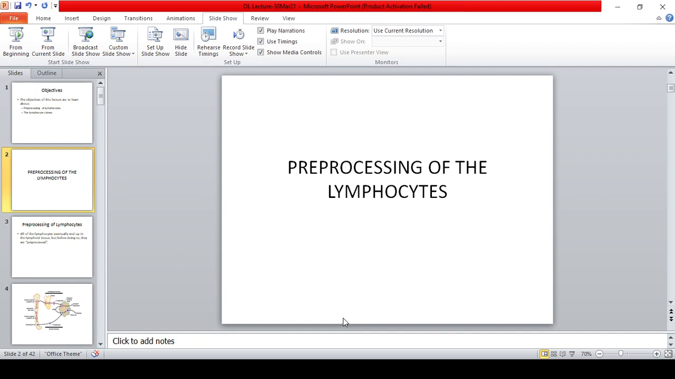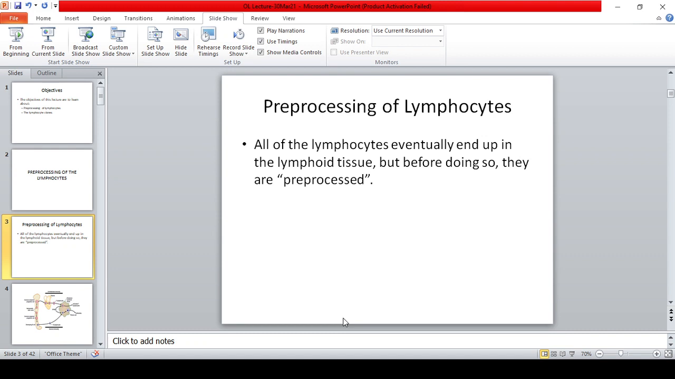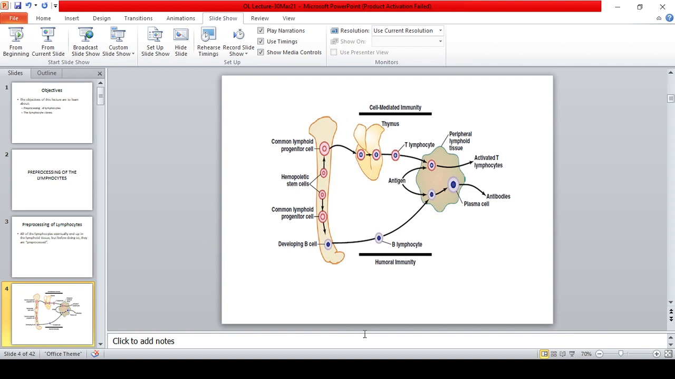Pre-processing of the lymphocytes. In the last lecture, I mentioned that for the lymphocytes to become fully functional, they have to be pre-processed. All of the lymphocytes eventually end up in the lymphoid tissue, but before doing so, they are pre-processed.